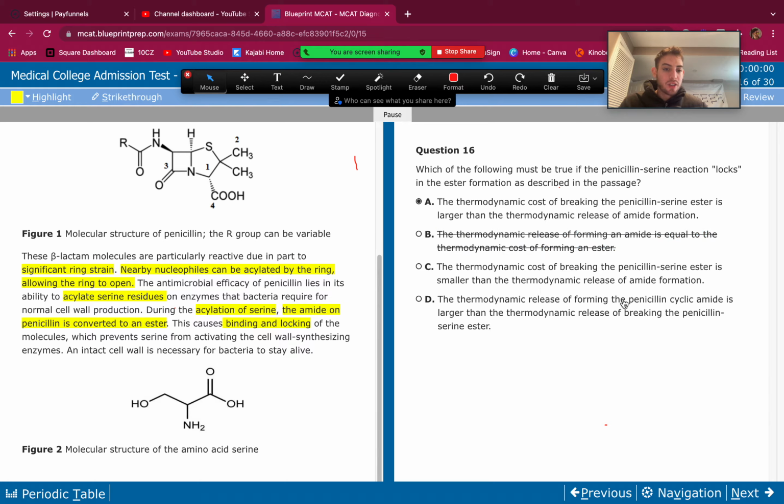The thermodynamic cost of breaking the penicillin-serine ester is smaller than the thermodynamic release of amide formation. Okay, dumb it down, guys. What's it saying? The thermodynamic cost of breaking the penicillin-serine ester is small. So this is saying the opposite of the previous one. It's going to be non-spontaneous, small. So it's not going to be favorable to break the penicillin-serine ester, but it's going to be, let's see.